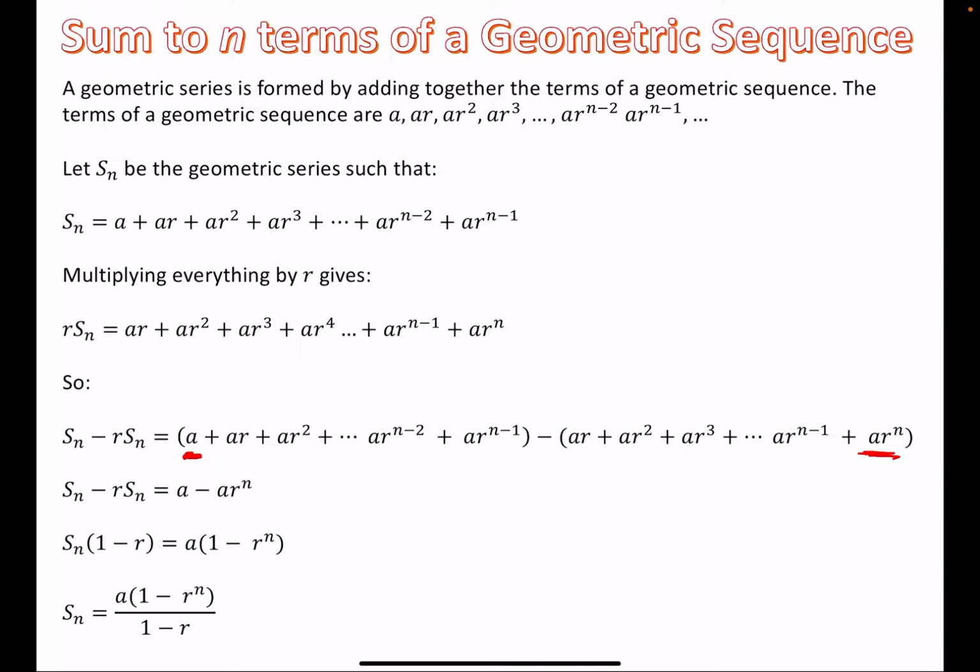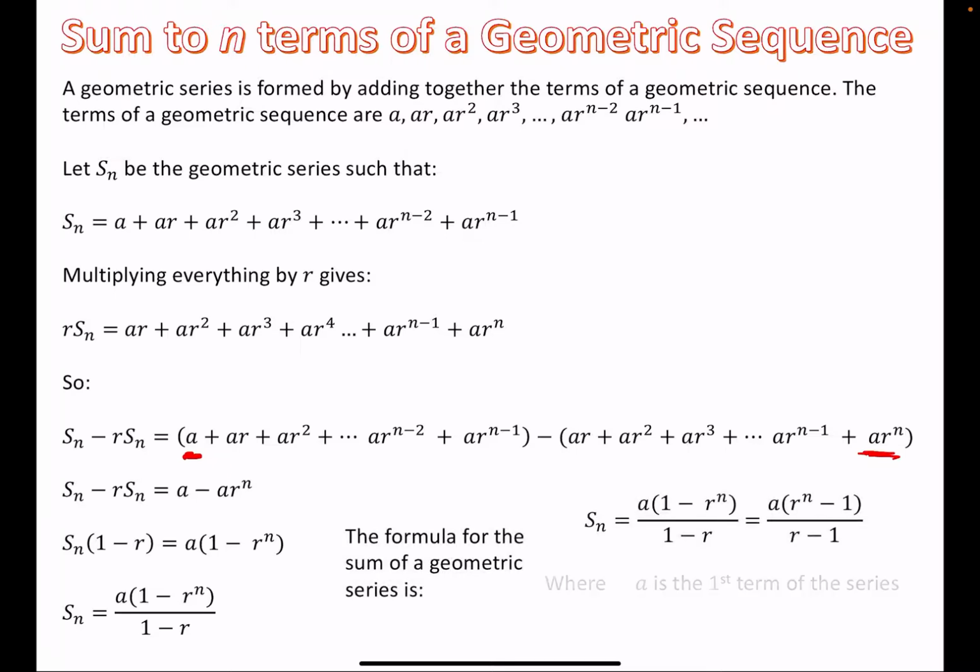Okay, which is a nice formula, but as I say, it's given in the formula sheet, so you don't actually need to memorize it. You just need to know that it exists. And if you're trying to find the sum to n terms of a geometric sequence, this is the formula for you.